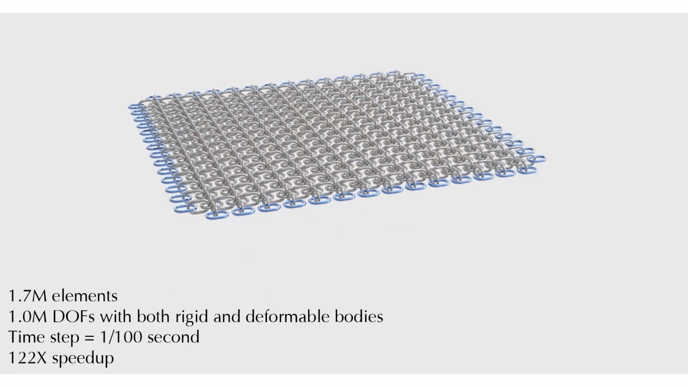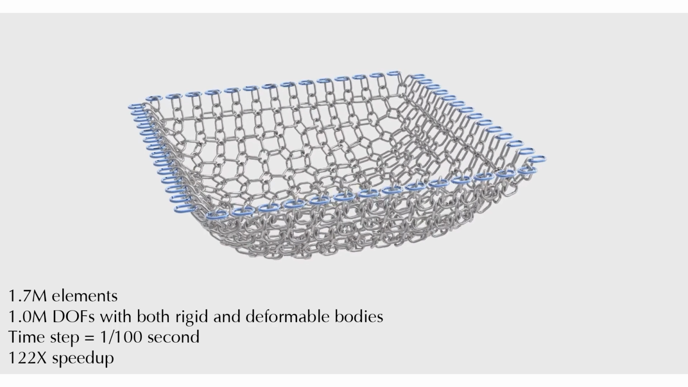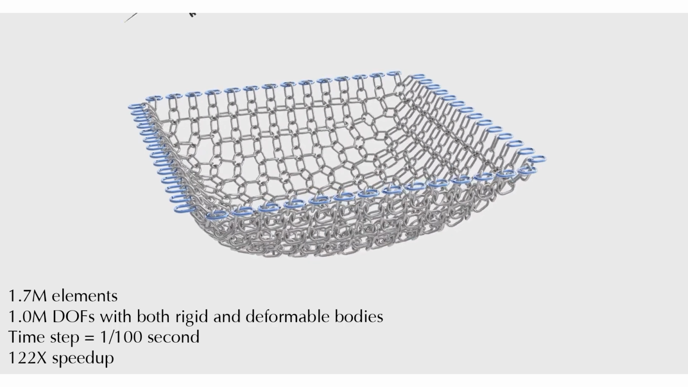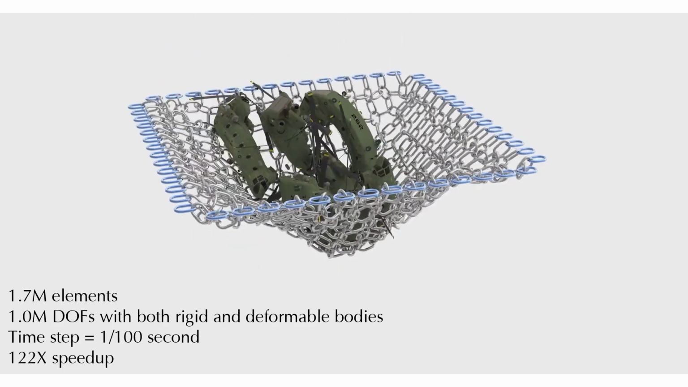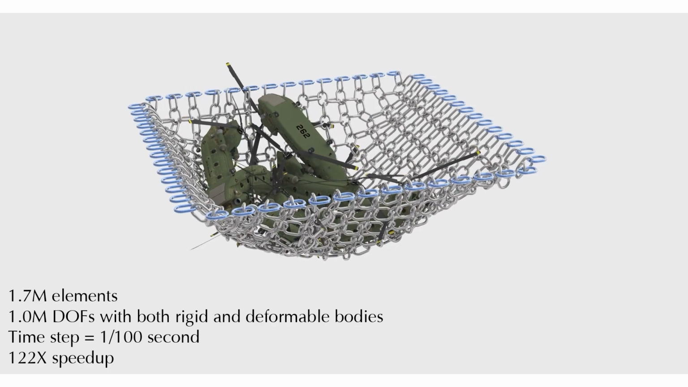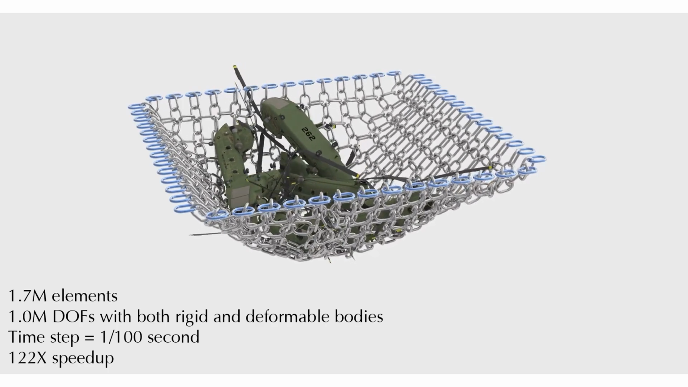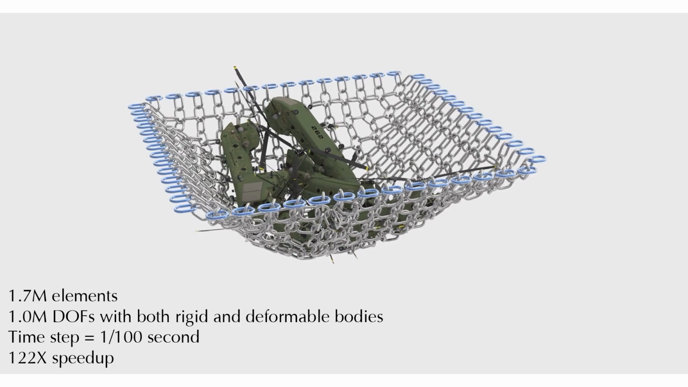Our method is versatile and can simulate heterogeneous materials with both rigid and soft components. To show this, we make the chain net rigid using affine body dynamics, and 6 helicopters fall onto the rigid net. There are 1.7 million elements in this experiment, and our method is 122 times faster than the original ABD algorithm.